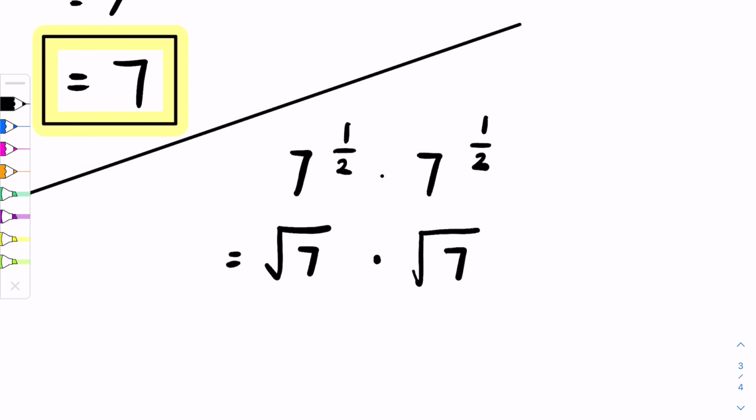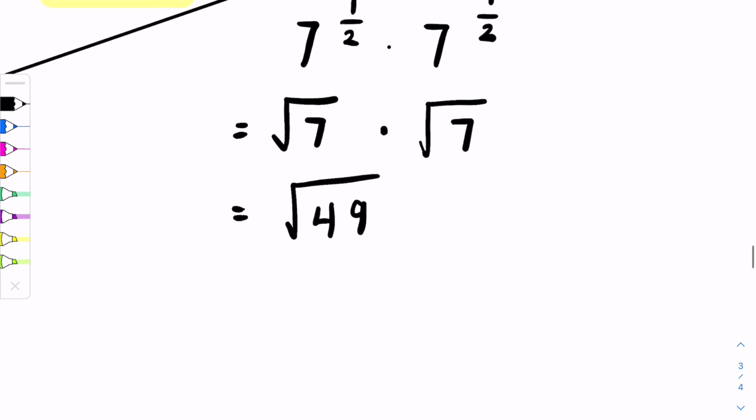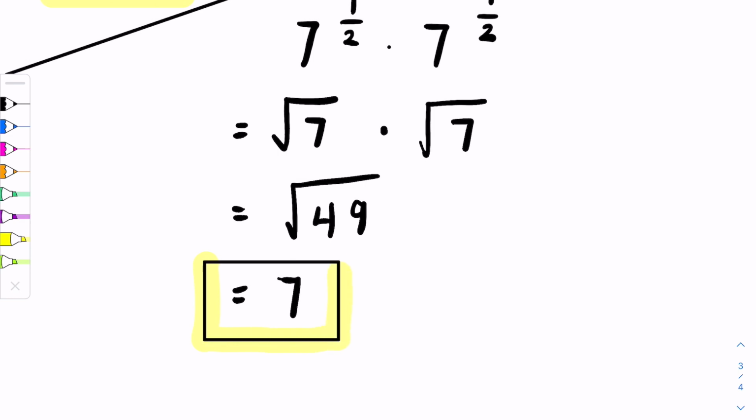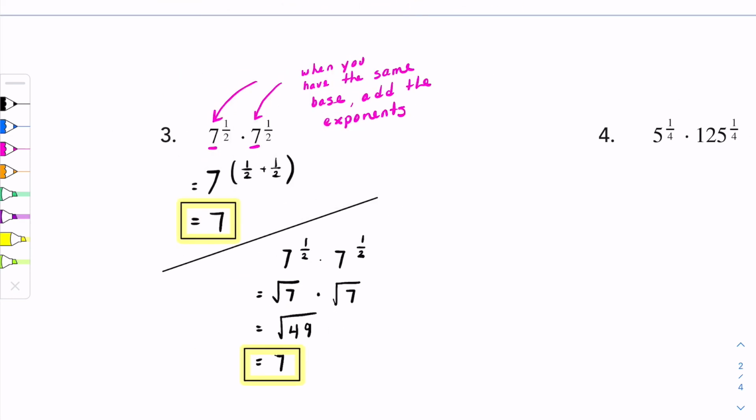Then you would multiply those together to give you the square root of 49. Then you would say the square root of 49 is 7. So two different methods arriving at the same answer. However you feel comfortable doing it, just make sure you know the correct rule and how you can go about doing that.